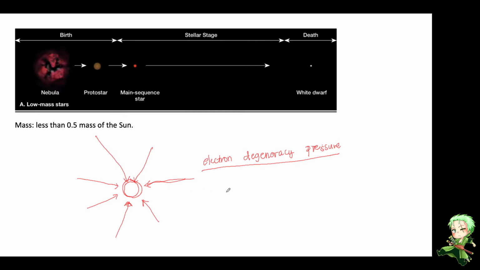And the requirement for this class is that the mass of your white dwarf should be 1.4 solar masses. So this is what we call the Chandrasekhar limit. I'm hoping I spelled it right. So this is the maximum allowed mass of your white dwarf. Otherwise, something else will happen. Okay? So this is for masses less than 0.5 the mass of the sun.